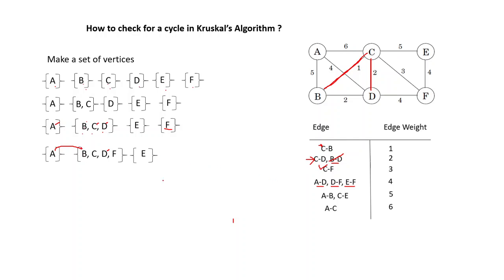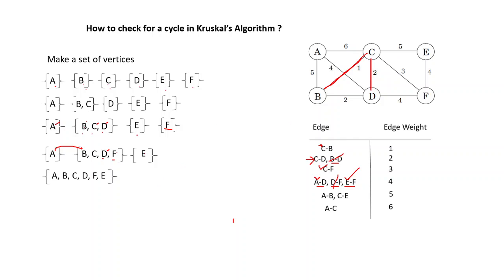Now D and F already belong to the same set, so you cannot add D and F. Next you have to check F and E. F and E again do not belong to the same set, so you can always include this edge. So now it looks like this.